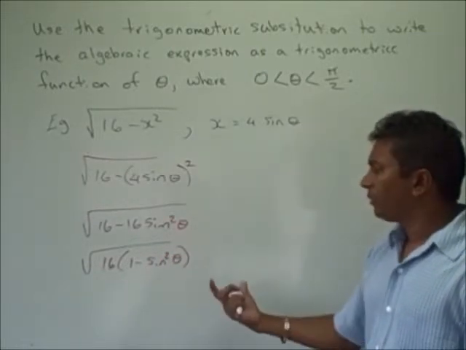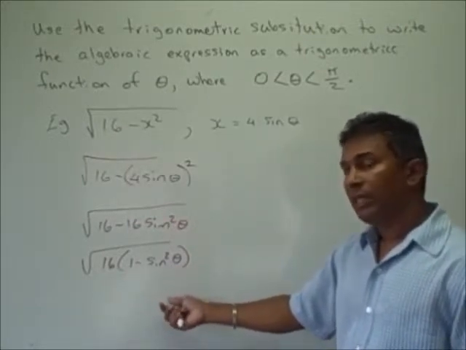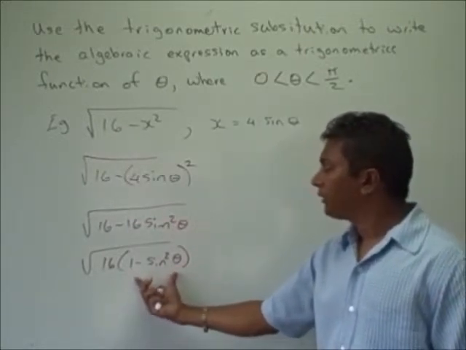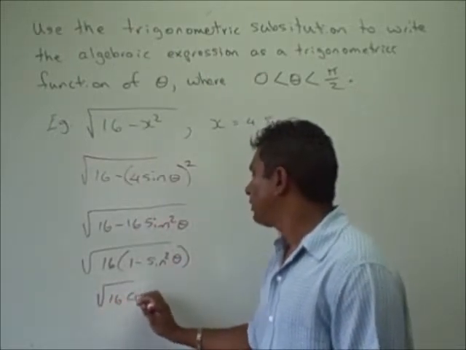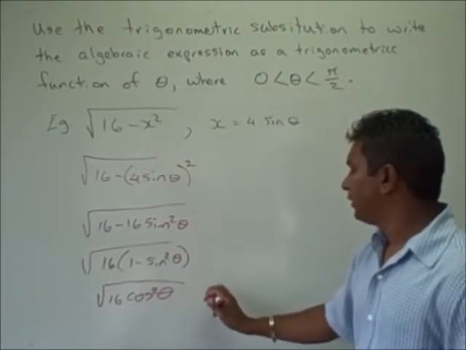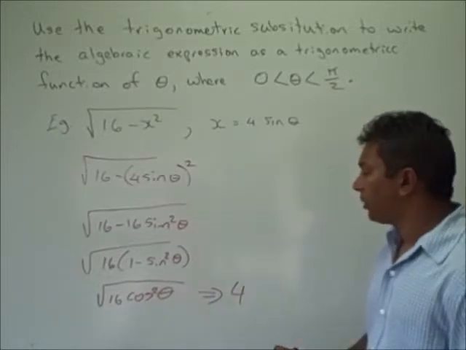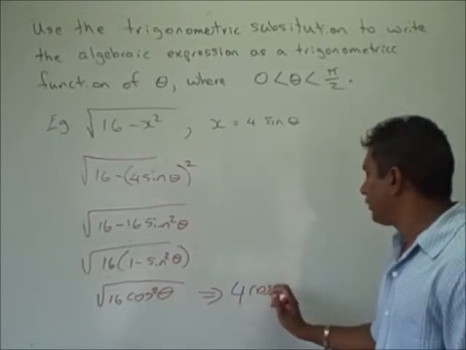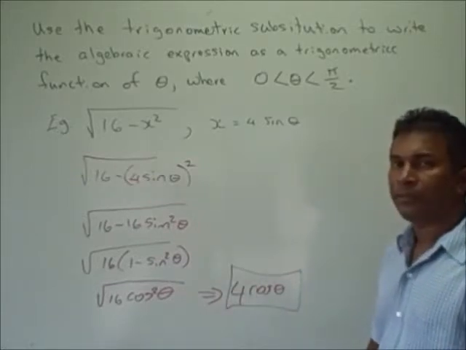We know from our Pythagorean identities that 1 minus sine squared theta is the same thing as cosine squared theta. So this becomes the square root of 16 cosine squared theta. The square root of 16 is 4, and the square root of cosine squared theta is just cosine theta. So our final answer is 4 cosine theta.